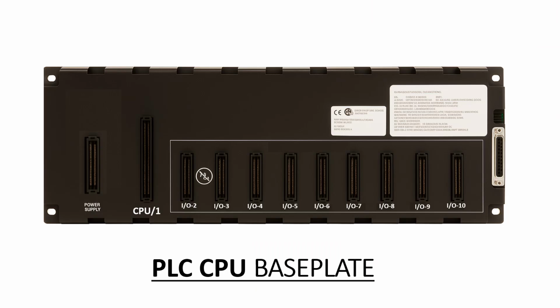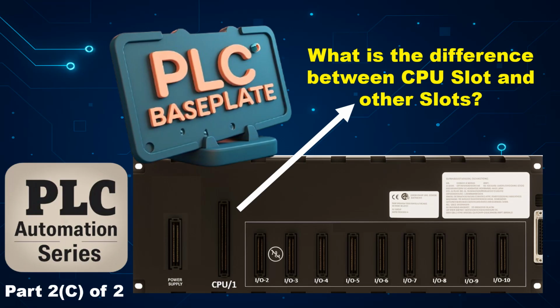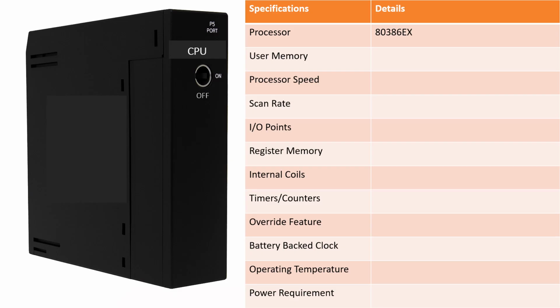This is the single slot CPU which can be fixed in the dedicated slot of the PLC baseplate. If you want more information about the PLC CPU baseplate, I have already made a video, link given in the description box. The processor used in this CPU is 80386EX. To explain the specification of this PLC CPU, I have taken the example of the GE PLC CPU 360 here. This is a very robust PLC system which I have been using for many years.